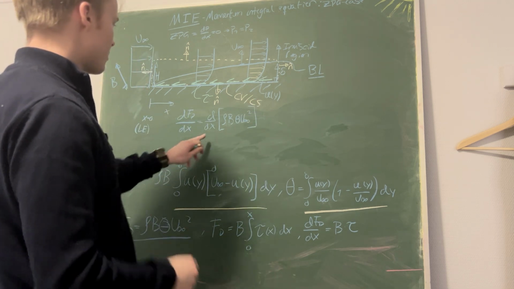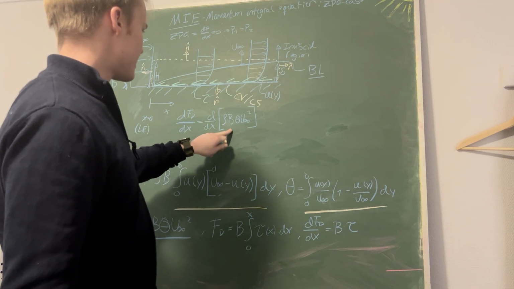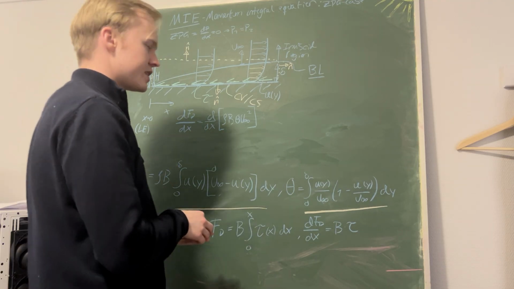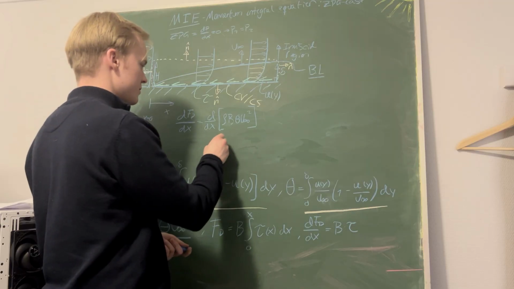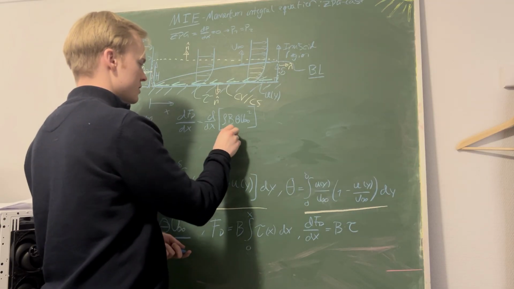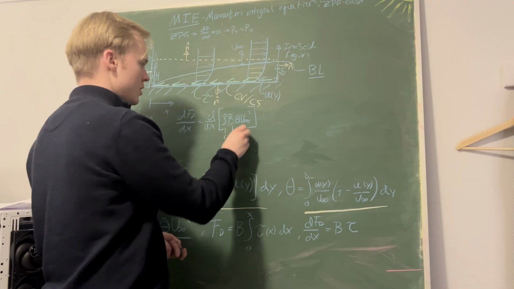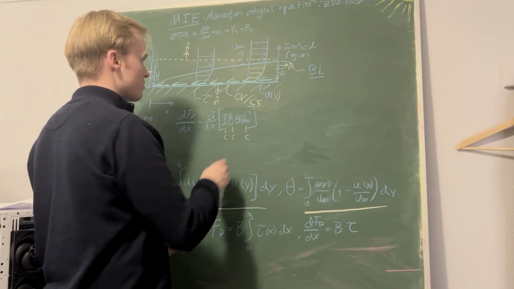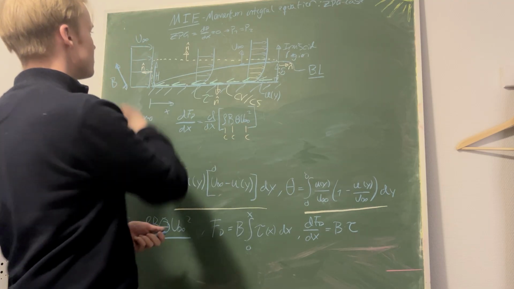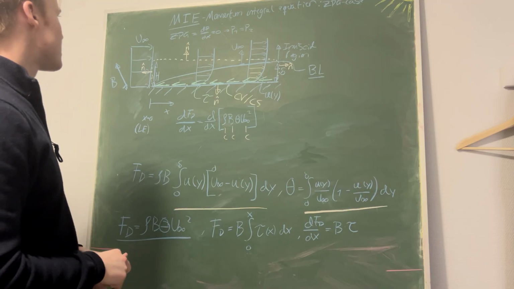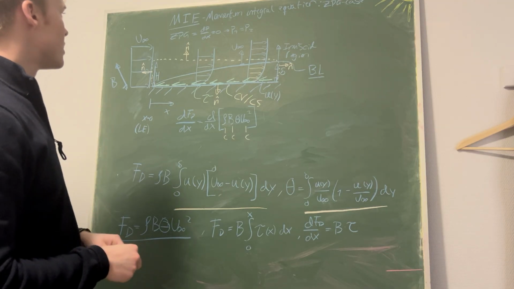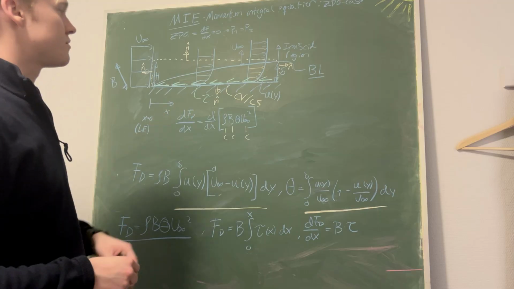And then we have to see, okay, what is a function of x in this case? Well, our density, that's definitely a constant. B is also a given constant. U infinity is also a constant because, well, it's uniform. It doesn't change over the length of x.